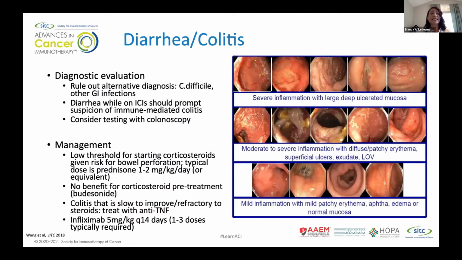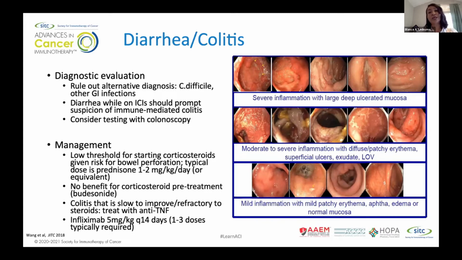So for diarrhea and colitis, it's important that we rule out other potential etiologies. Of course, the most common infection we see is C. diff, but we want to rule out other potential infectious processes as well. If a patient is on an immune checkpoint inhibitor, we should really consider that the patient potentially has an immune-mediated colitis, and get other services involved, having GI help us with a colonoscopy for a better evaluation and further investigation.